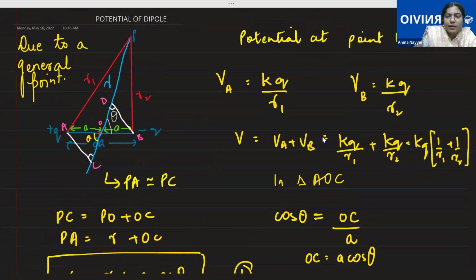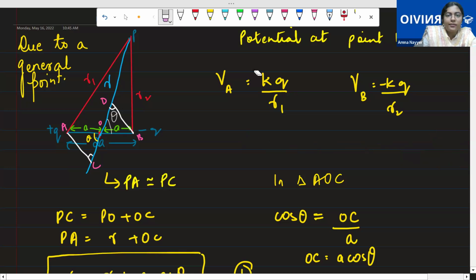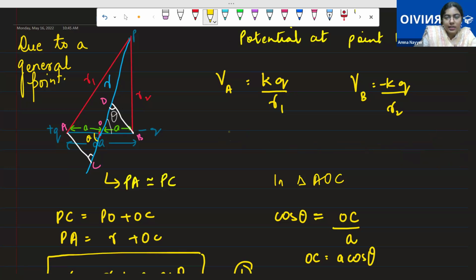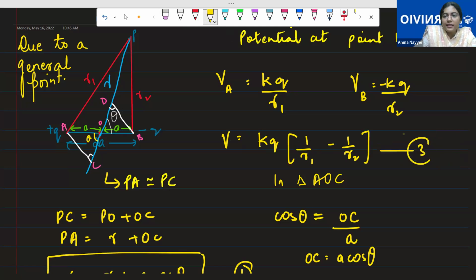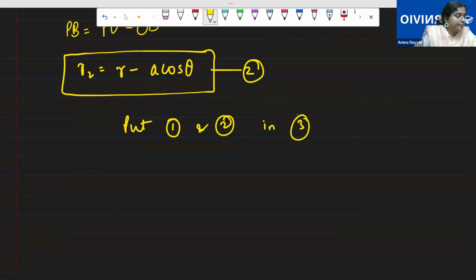One more thing, class. This is minus Q, no? So potential at P will also be negative. Okay, so they'll be subtracted eventually. Look, one charge is negative. We have a dipole over here. So potential will be KQ times 1 by R1 minus 1 by R2 because this is the negative charge. So this is your main equation, let's say 3. So now I have the values of R1, R2. If I put 1 and 2 in 3.